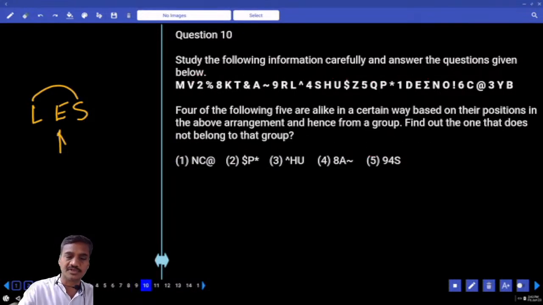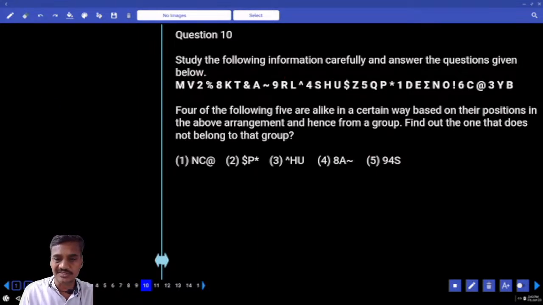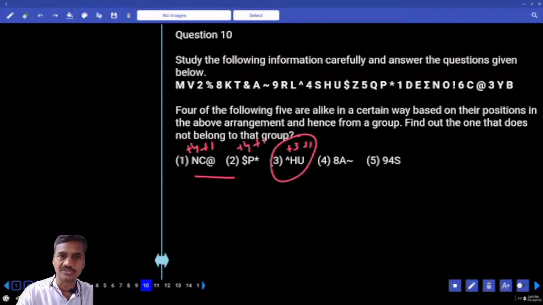Then 10th one, 4 out of the following means odd one out. N, C, at the rate of. N and C, 1, 2, 3, 4 plus 4. And C and at the rate of plus 1. And dollar P star. Dollar and P, 1, 2, 3, 4 plus 4. And P and star, this is plus 1. And power H and U. Now power and H, 1, 2, 3 plus 3. And H and U plus 1. Here 4 and 4, here 3, and so this is the odd one. Choice 3, question number 10.